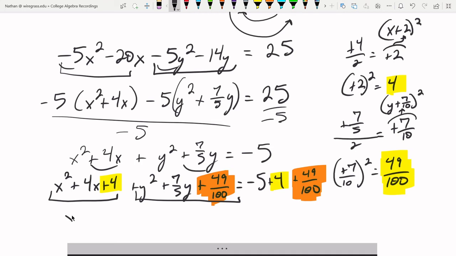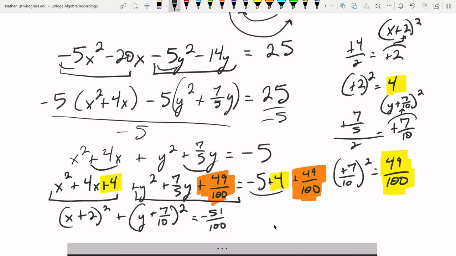Okay, I get x plus 2 squared plus y plus 7/10 squared equals negative 5 plus 4, which is negative 1. Negative 1 is the same thing as negative 100 over 100. So adding that to this one, we're going to get negative 51/100ths.